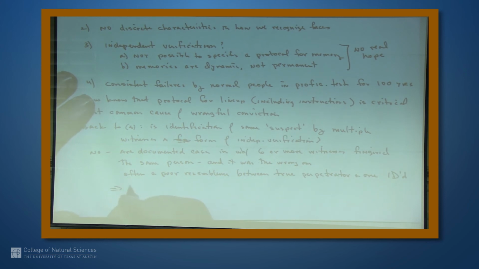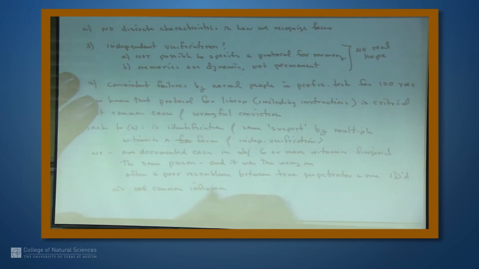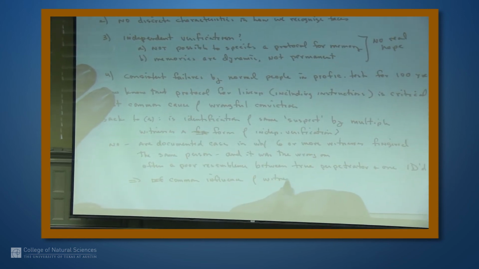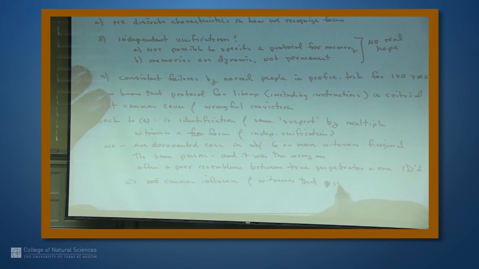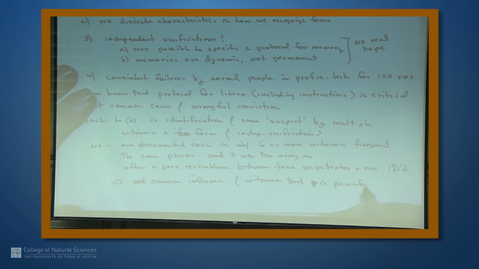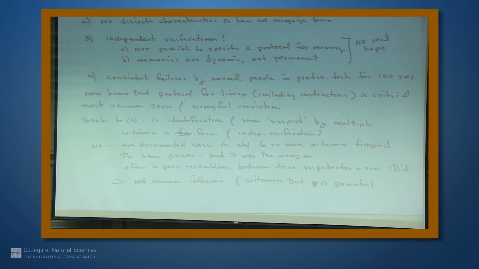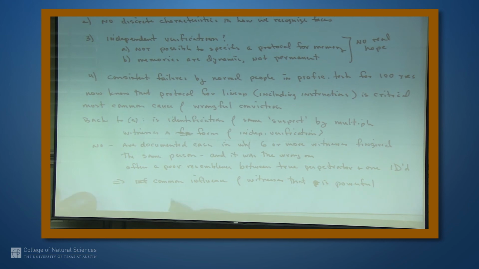What this suggests is that there's a common influence of witnesses that is very powerful. Right? It just shows how susceptible we are. Okay, so that's the end of forensics.